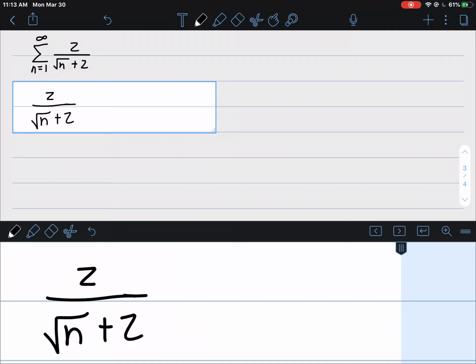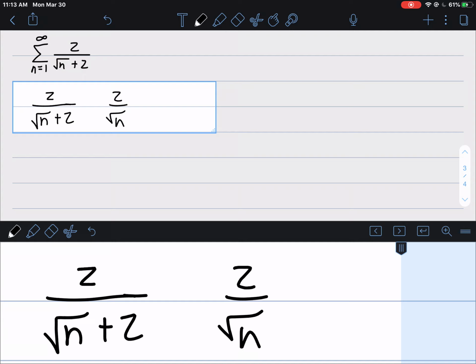Well, let me ask first, what type of series would you compare it to? I'm looking at my n, square root of n, or n to the 1/2. So maybe comparing this to a p-series with p equal to 1/2. So how about I compare that to, and maybe in this case not just 1 over square root of n, but 2 over square root of n? If I compare those two series, which one's larger?